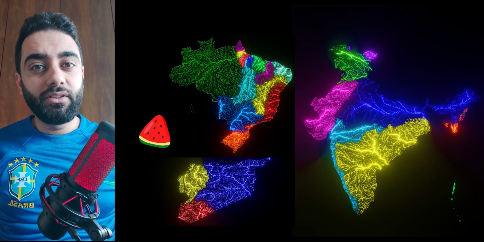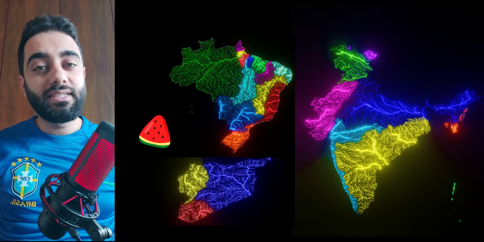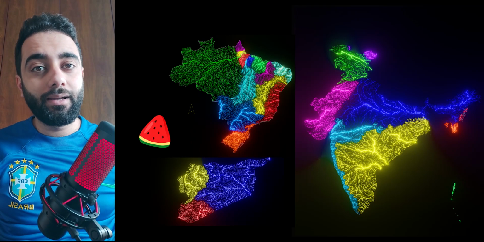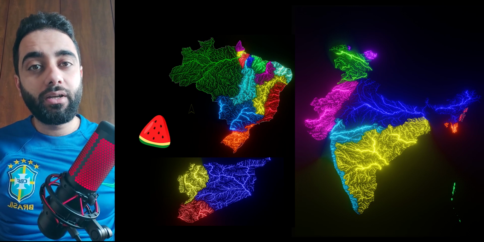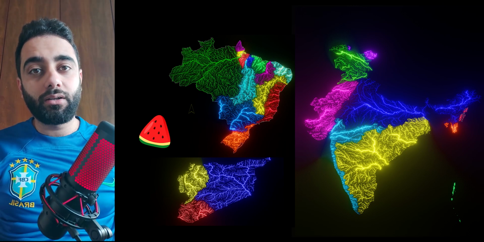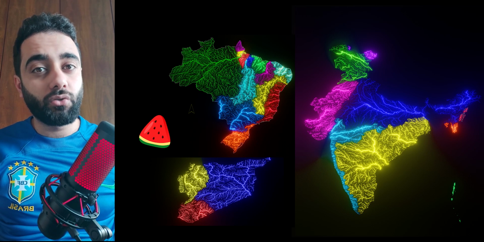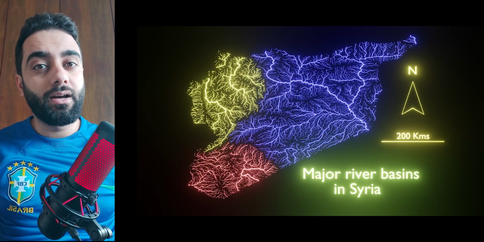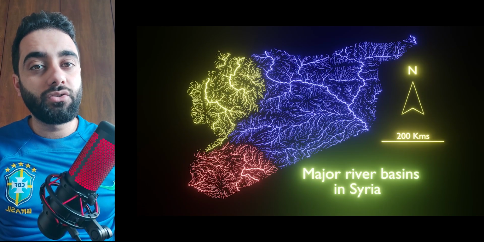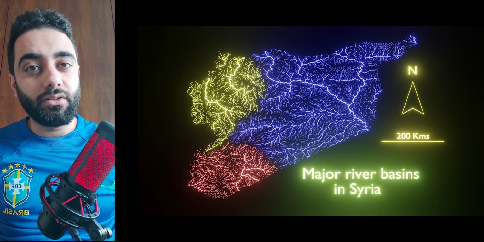Salam. In this video, we are going to learn how to make this type of maps using ArcMap and Blender. Of course, you can use ArcGIS Pro instead of ArcMap. These maps show the river basins based on hydrosheds.org. In this video, I will make this map of Syria, which has 3 major basins. So let's get started.